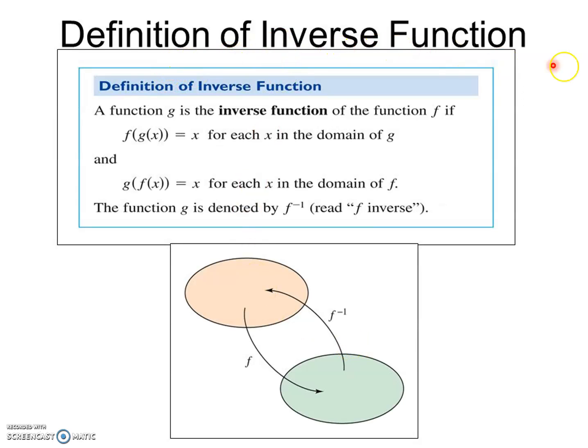Now definition of inverse function. A function g is the inverse function of the function f if f circle g of x is equal to x for each x in the domain of g and g circle f of x is equal to x for each x in the domain of f. The function g is denoted by f inverse. Read f inverse. In this diagram, 1 and 2 are inverse functions of each other by defining f, and here we have to define f inverse.